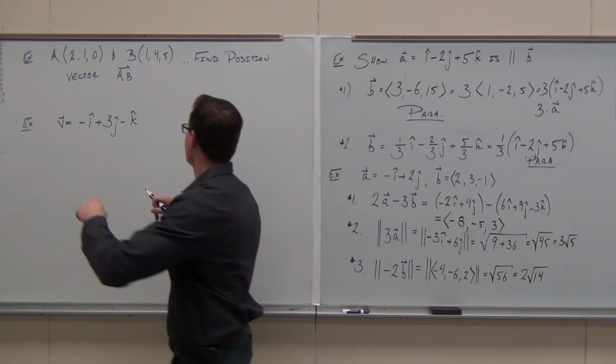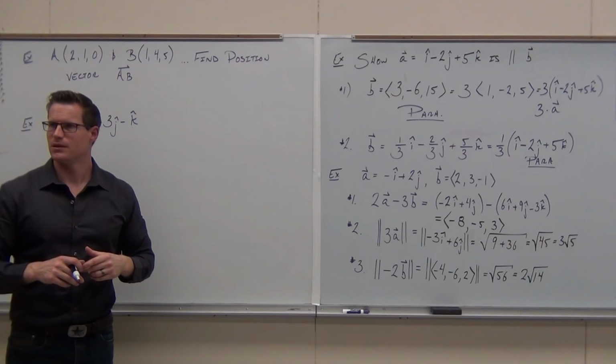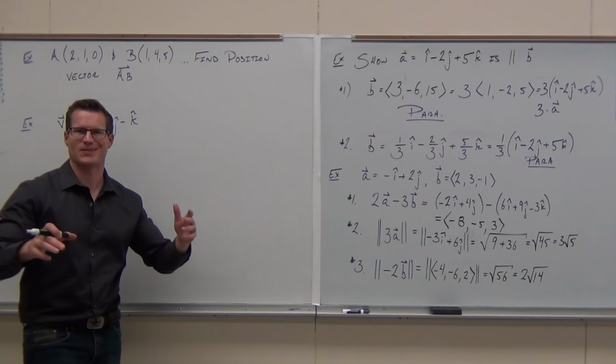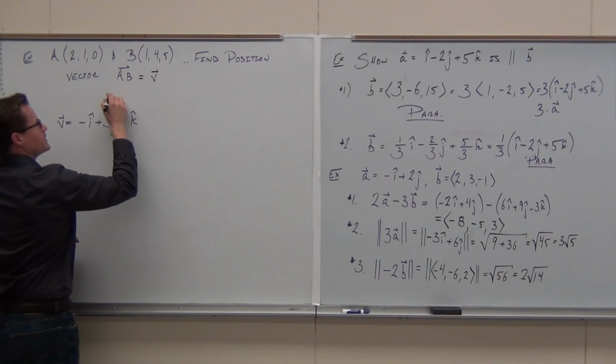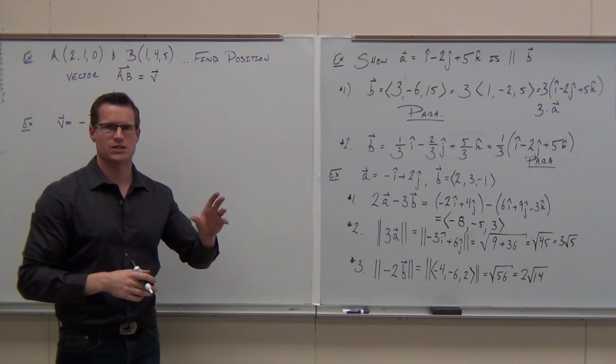How would you find a vector going from here to here and have a position vector? Do you remember? If you do, awesome. If you're just kind of staring at me with fish eyes, like, oh crap, don't make eye contact, I'm not going to call on you. If we wanted that vector, so if this equals vector v, you just subtract it. Just like in 2D, it works in 3D.